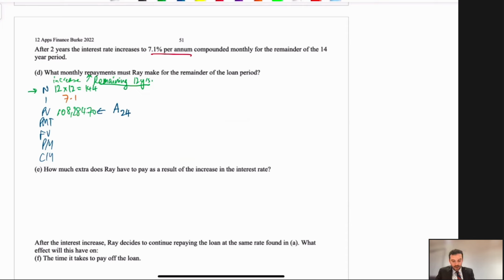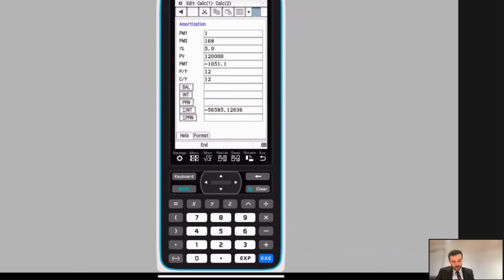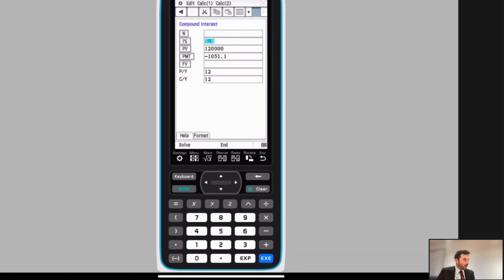108,284.70. Now, we are trying to solve for how much he needs to pay to still pay this off in 12 years, the remaining part of it. He's going to pay it off, so it's going to go to 0, and these are both 12s. Let's find out what that's going to go to. So go calc, compound interest. We're going to solve for PMT. The interest rate is going to go up to 7.1%.